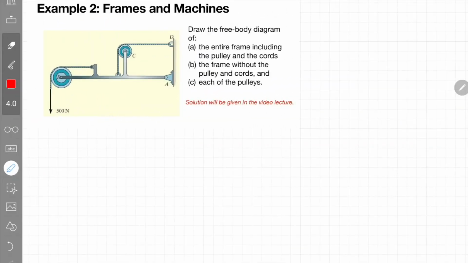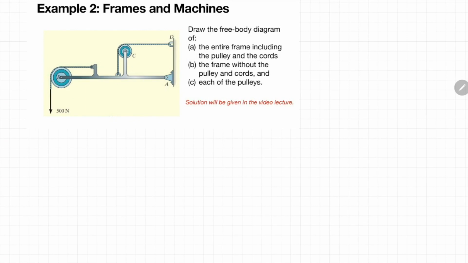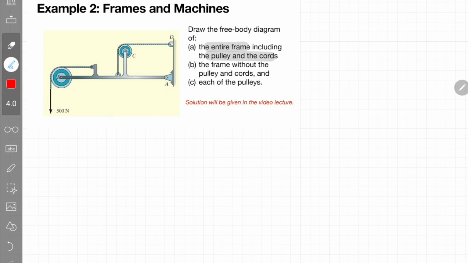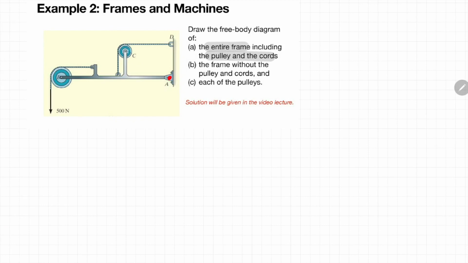Now, in the second example, it is a diagram of a frame connected to a pulley, which is connected to the cords. In the first part of the question, you are to draw the free body diagram of the entire frame, including the pulley and the cords. It's a basic free body diagram like the ones you normally draw. At joint A is a pin type of joint, so there should be two forces acting on it: the vertical force AY and the horizontal force AX.